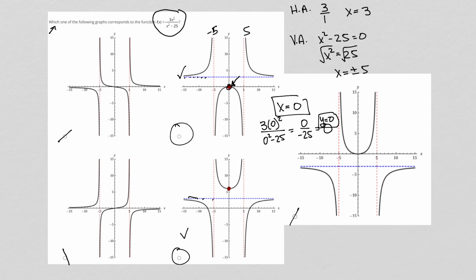Which means that this is the point where it should be. It should be at the origin here where x is 0 and y is 0, which makes this answer the correct answer. Right? Because here, when x is 0, the graph is up here at y equals positive 6, and that's not what I want.